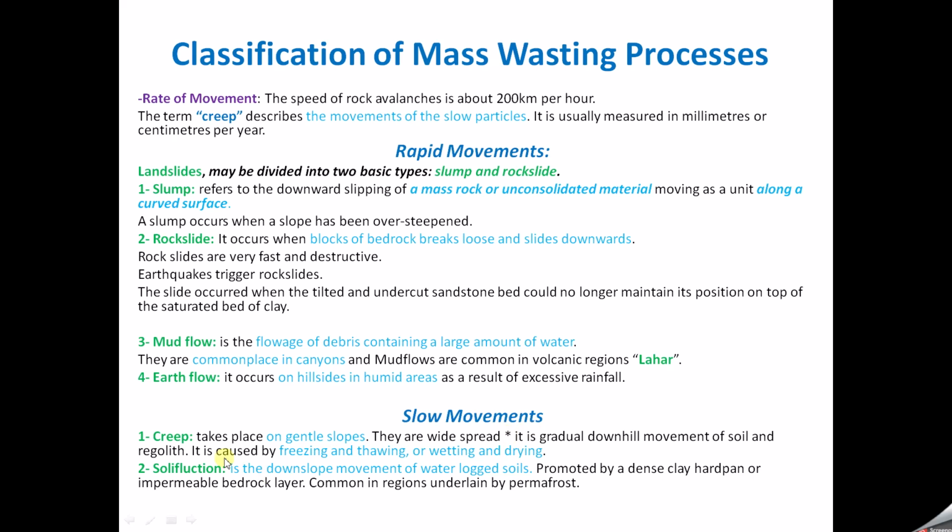Slow movements: one is creep, which takes place on gentle slopes. They are widespread. It's a gradual downhill movement of soil and regolith. It's caused by freezing and thawing.